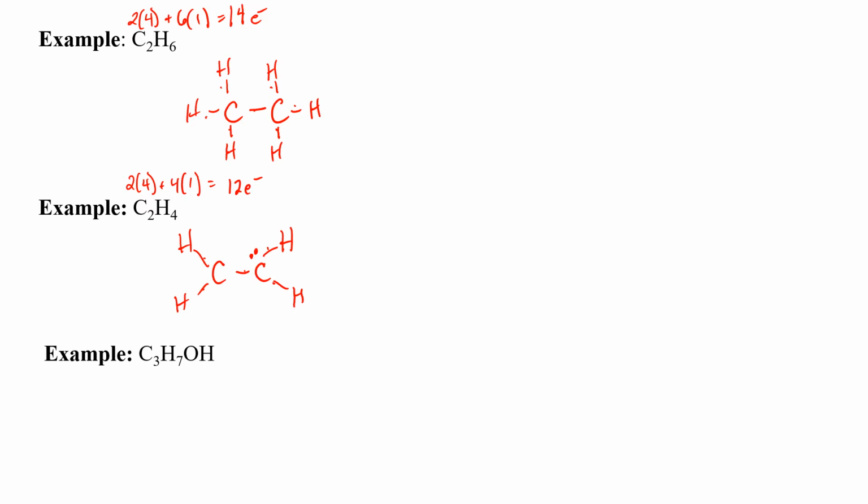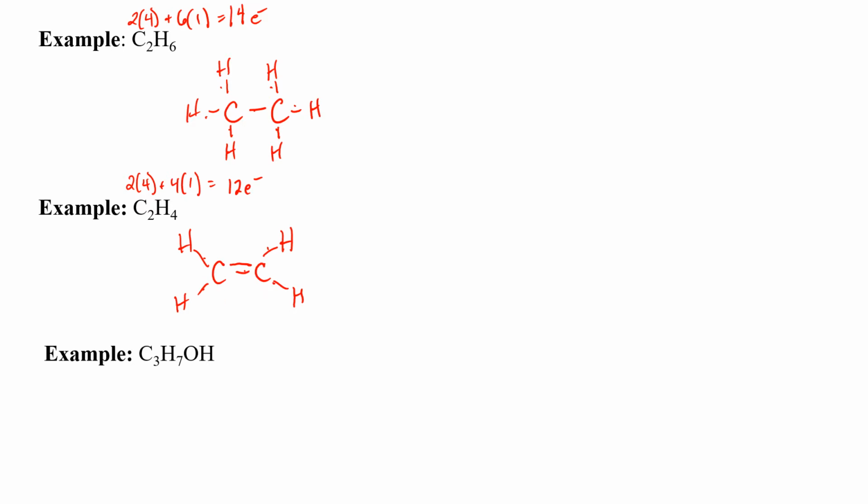Is every atom happy? All the hydrogens are happy. Our carbon on the right is happy. It's got 2, 4, 6, 8, but our carbon on the left is not happy. I think you know what we have to do here. We have to get rid of that lone pair and make a double bond.